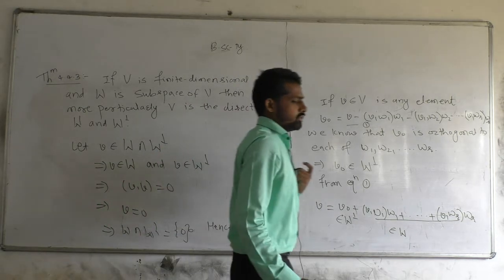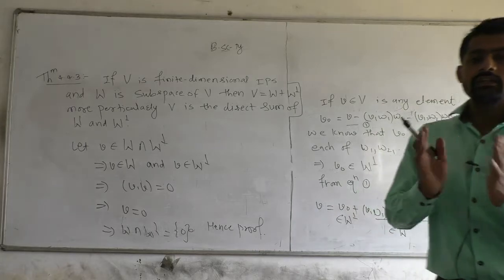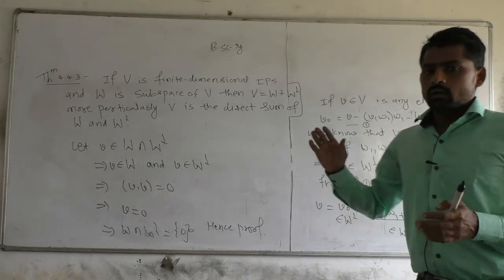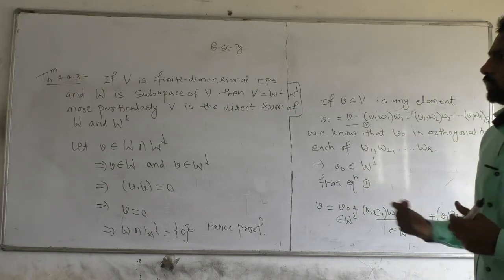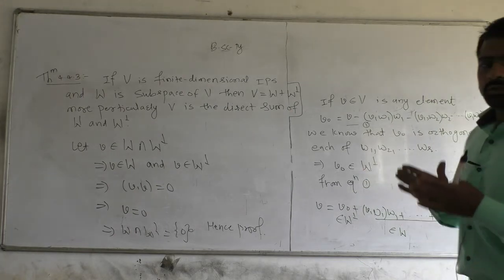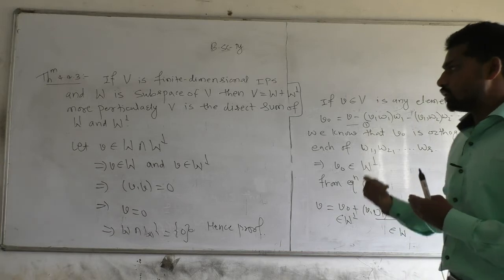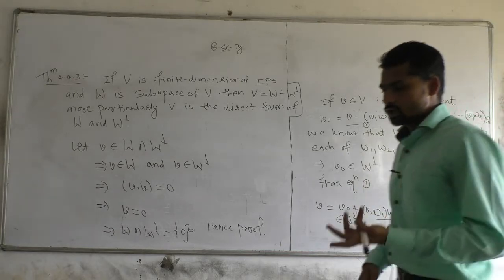In this theorem we first prove that every element of V can be written as a linear combination of elements of subspace W and its orthogonal complement. And then we prove that the only common element between subspace W and its orthogonal complement is the singleton {0} itself.